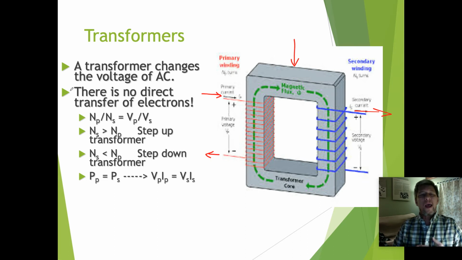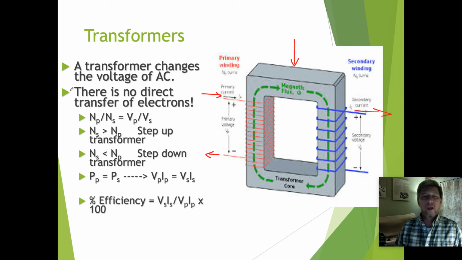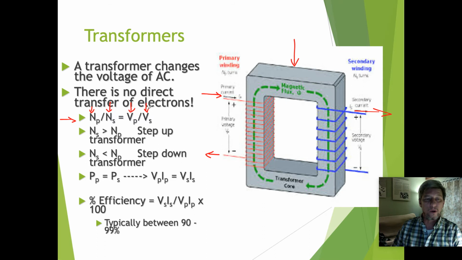And so the function here is to change the potential difference, or the voltage, of an alternating current. Now, how does this work? Well, there's a couple of mathematical rules, and they're very straightforward. They're directly proportional. The number of coils of wire in the primary coil divided by the number of coils in the secondary coil equals the voltage in the primary coil divided by the voltage in the secondary coil. Very, very straightforward relationship here.